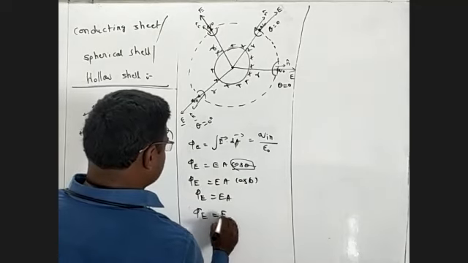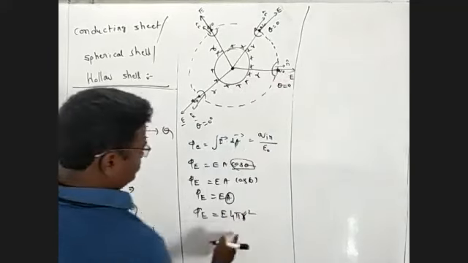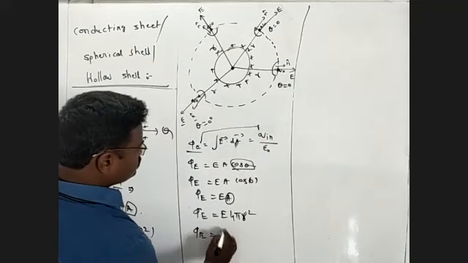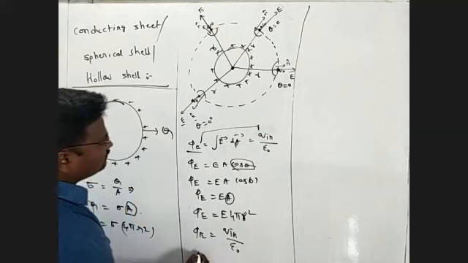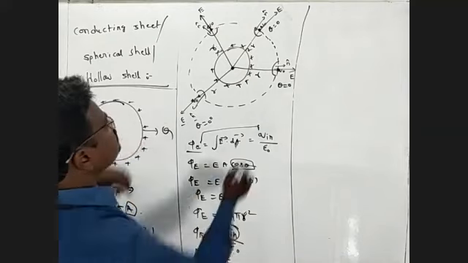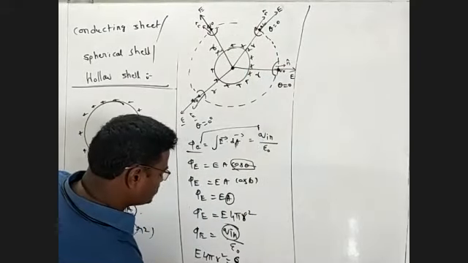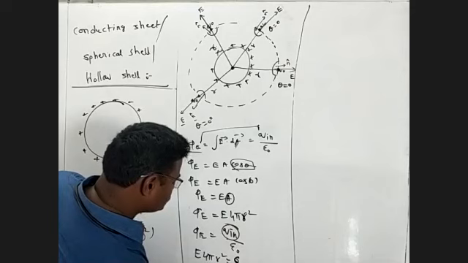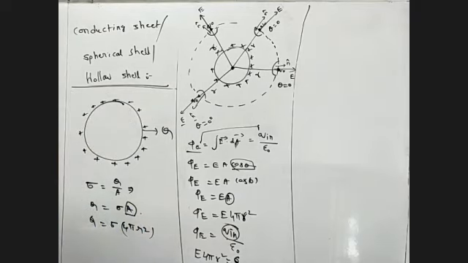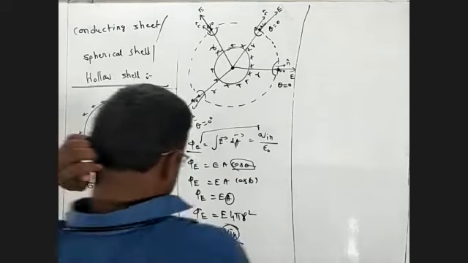The area A is 4 pi r squared, where the distance from the center to here is r. Next we take this formula: phi is equal to Q enclosed by epsilon. So the electric flux is E times 4 pi r squared. Q enclosed, this is the Gaussian surface, a spherical shell having charge capital Q, by epsilon. E is equal to 1 by 4 pi epsilon naught, capital Q by r squared. This is E outside. This is case 1.